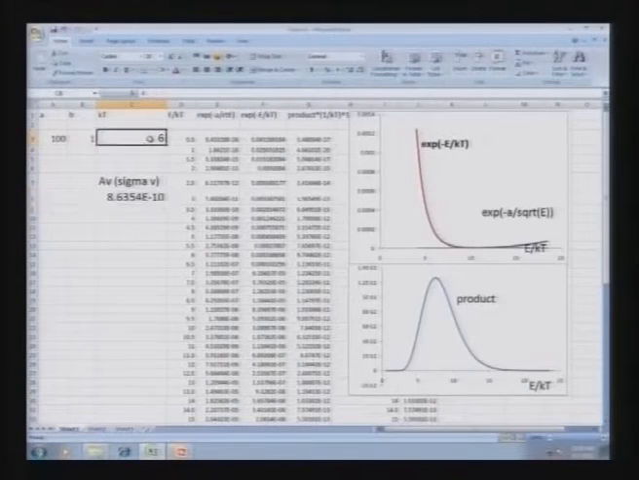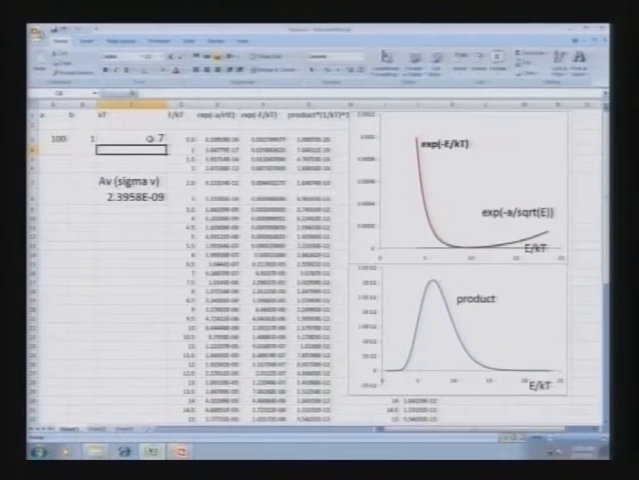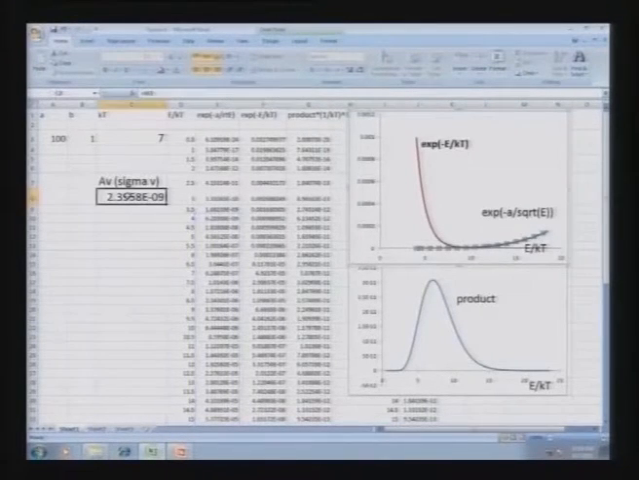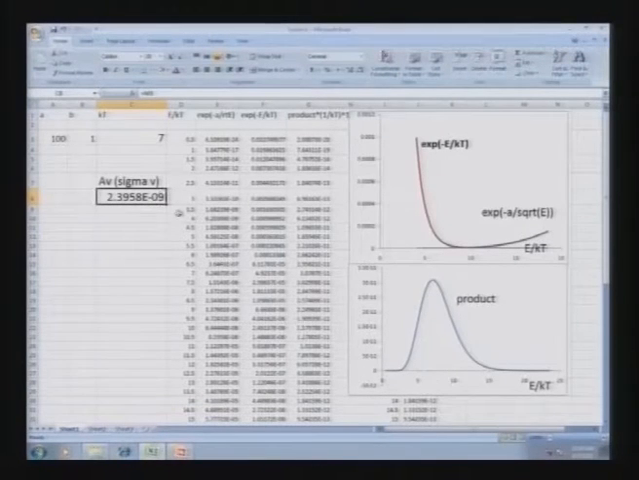If you go slightly beyond, say 7 keV, see what happens. You can see that the barrier penetration probability here has increased considerably, and the product here is also increased. It was 10 to the power minus 10 here, now it is 10 to the power minus 9. So, this scale is increased.